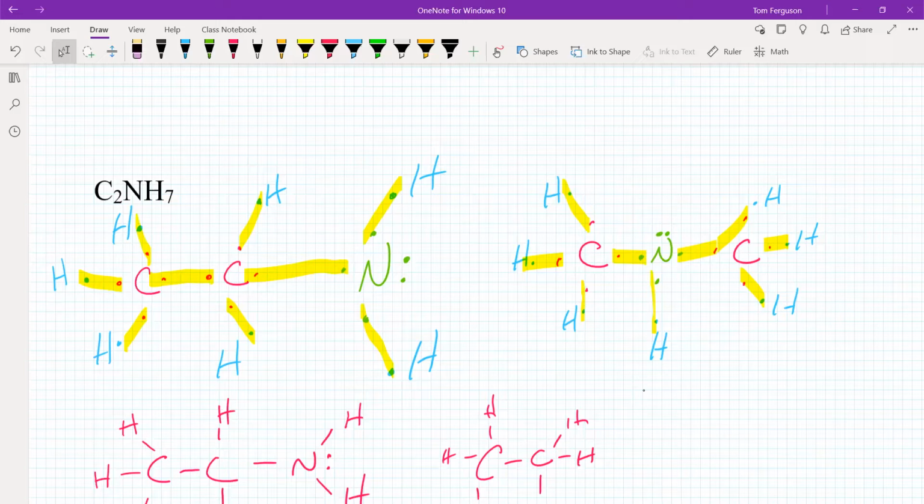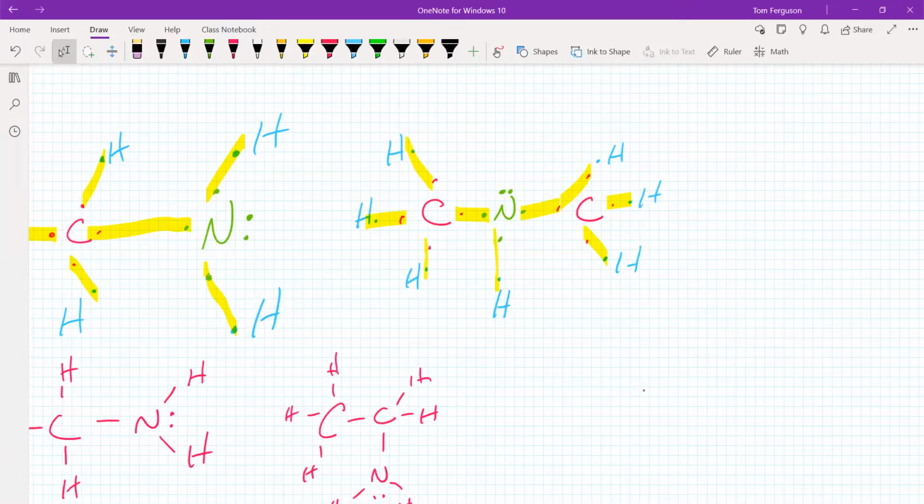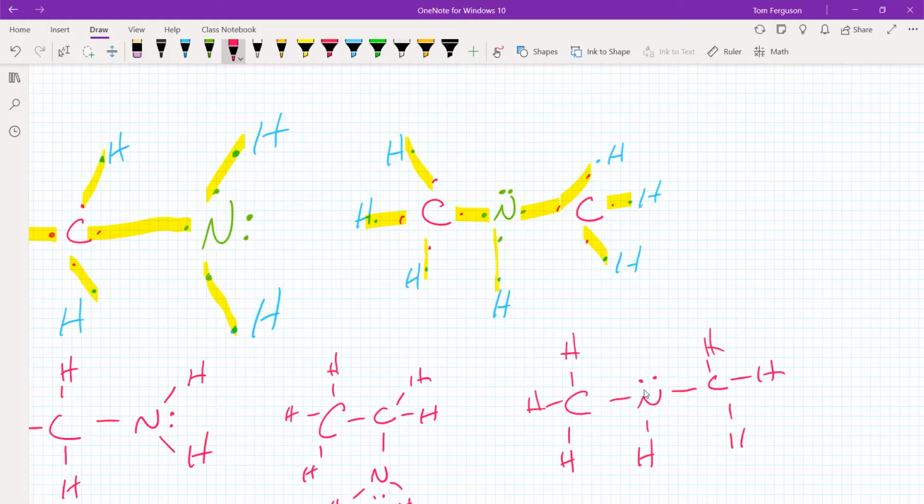Okay, so let's connect up the lines. Before we do that, is this a legal structure? We'll see we have 2, 4, 6, 8 electrons for the carbon, 2, 4, 6, 8 for the nitrogen, 2, 4, 6, 8 for the carbon. We have 4 bonds for the carbon, 3 bonds for the nitrogen, 4 bonds for the carbon. So it's a legal structure. So that's what that would look like.